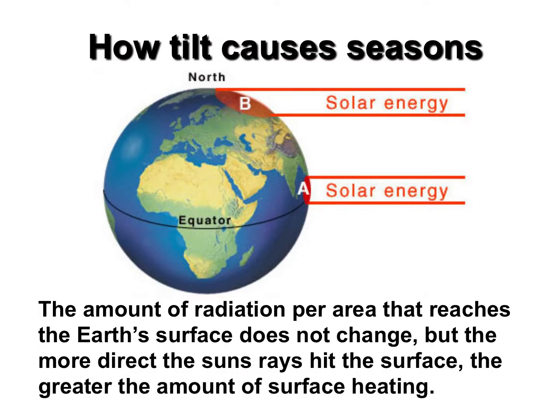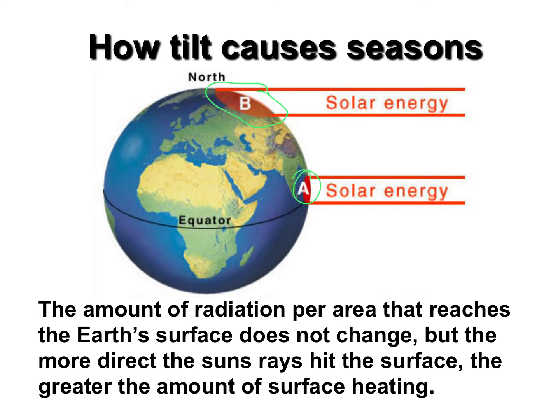You can picture it maybe more easily like this. Imagine you're shining a flashlight on this globe. At position A, you're holding the flashlight straight, so all the light is focused on that one area. This would be summer. But at position B, you're holding your light at an angle, so the same amount of light is spread over a greater area. That would be winter.